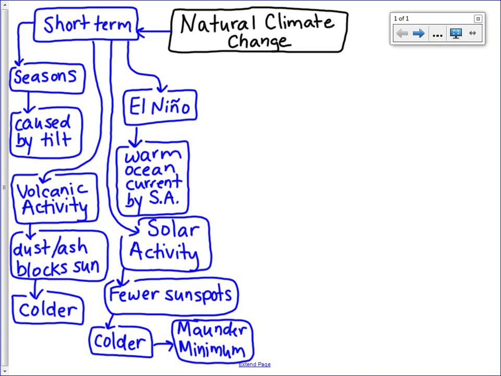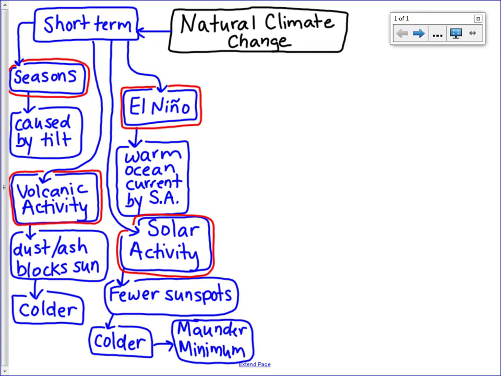So we have 4 things in our short-term climate change list. We have seasons, which we are all pretty familiar with, caused by the tilt of the axis. We have volcanic activity. Dust and ash can block the heat from the sun. We have El Nino, a reverse in ocean currents, which can change the climate by changing the weather. And we have solar activity. The number of sunspots is related to the weather and the climate that we have.